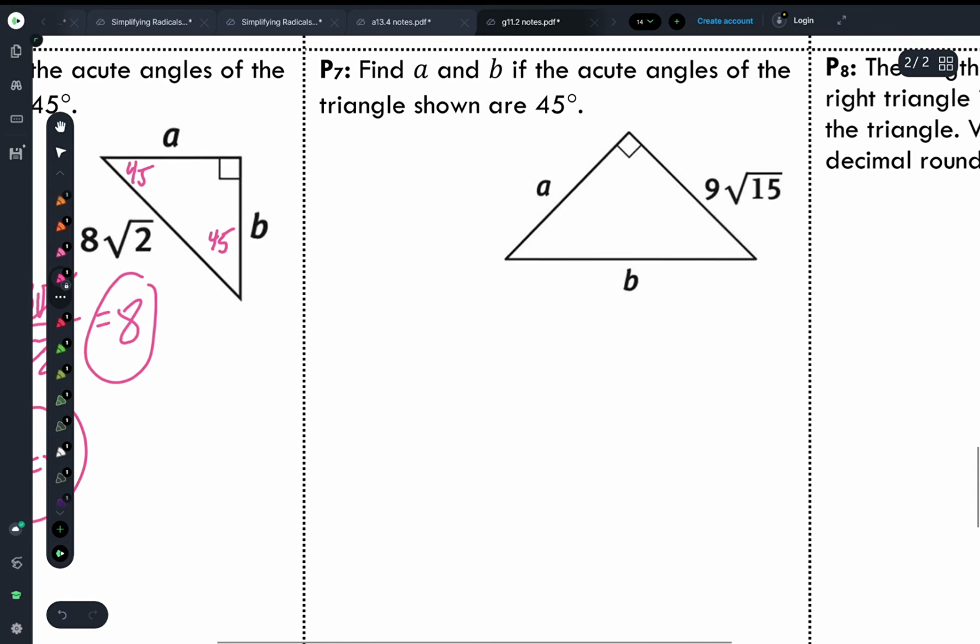Number 7. This one here, we're given a leg to be 9 square roots of 15. The other leg is a. It's a 45, 45, 90 triangle. So a is also 9 square roots of 15. To get b, we take this 9 square root of 15 and we multiply by the square root of 2.